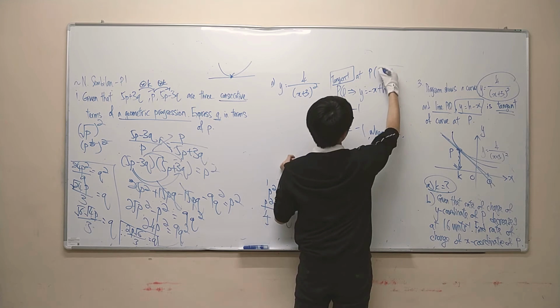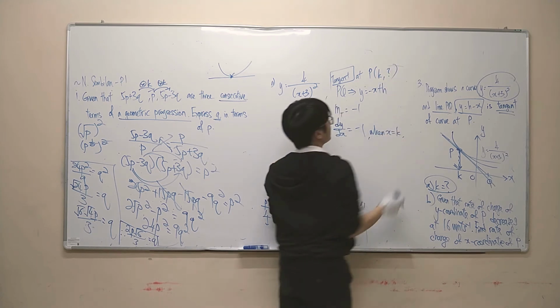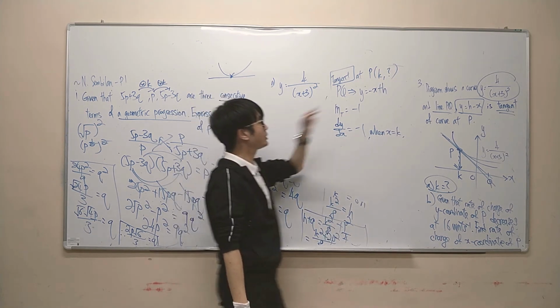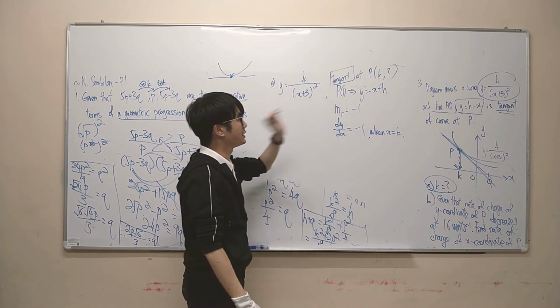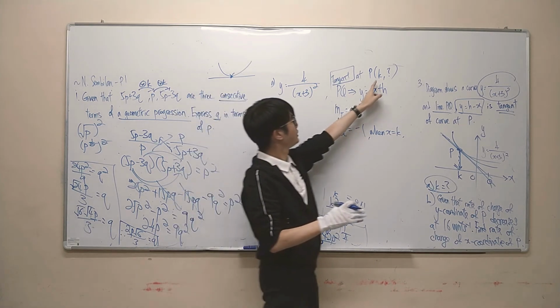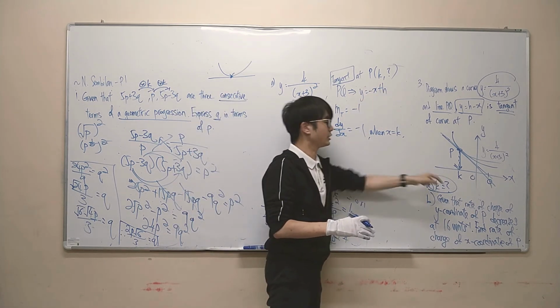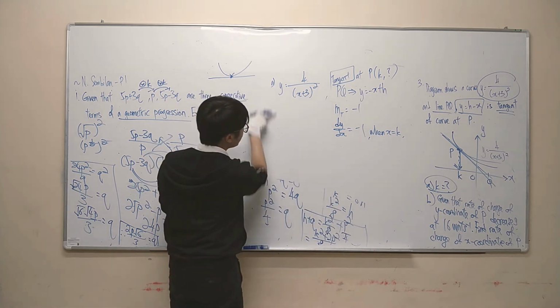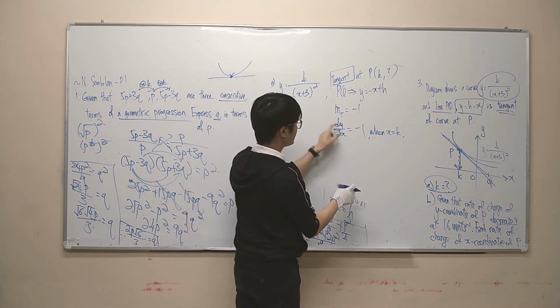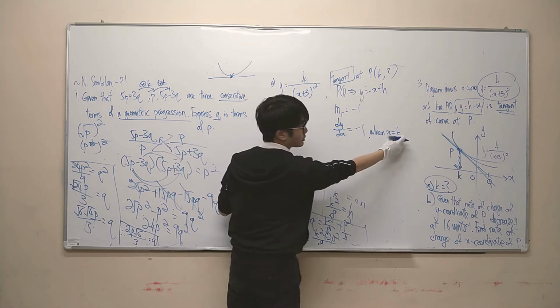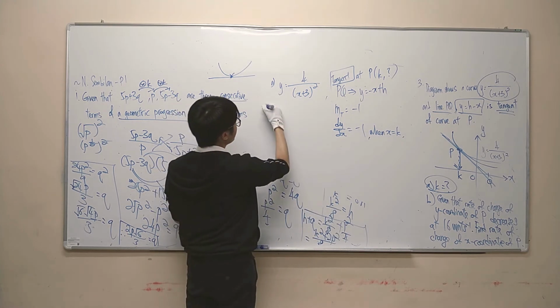Because the x coordinate for P is k. Okay, the y coordinate I don't know, but it's okay. You can find the y coordinate later. We don't use it now. So at P, the x coordinate is k. So what you do here is you find dy/dx, and then substitute dy/dx as negative 1 and substitute x as k inside here. So how to differentiate this?